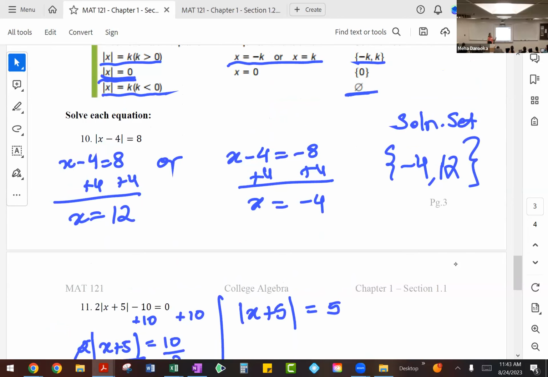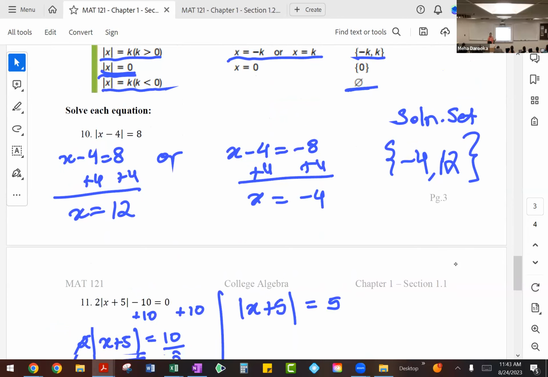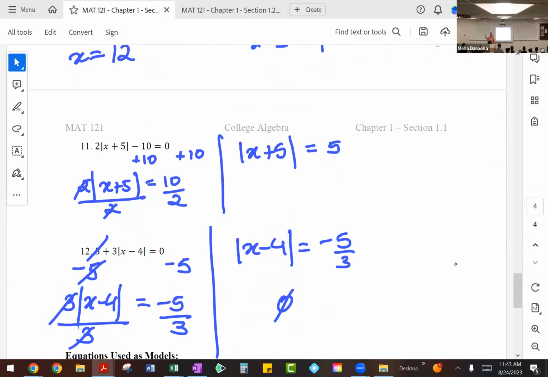So once you isolate your absolute value symbol, and as long as you have a 0 or a positive number on the right-hand side, we can find the solution. Again, like we saw with number 12, if it was negative, obviously we know we cannot go any further. So since this is a positive 5, you can set this up as x plus 5 equals positive 5, or x plus 5 equals negative 5, and that's where the two answers come from.